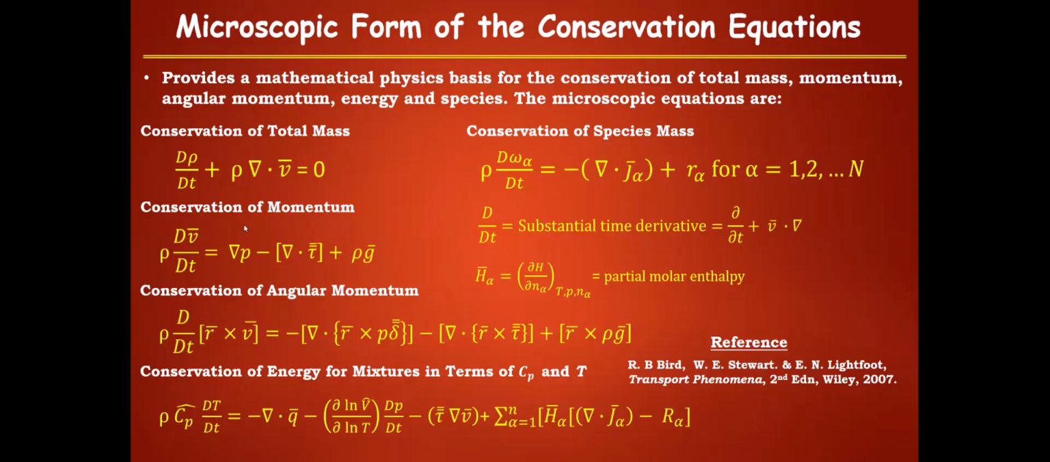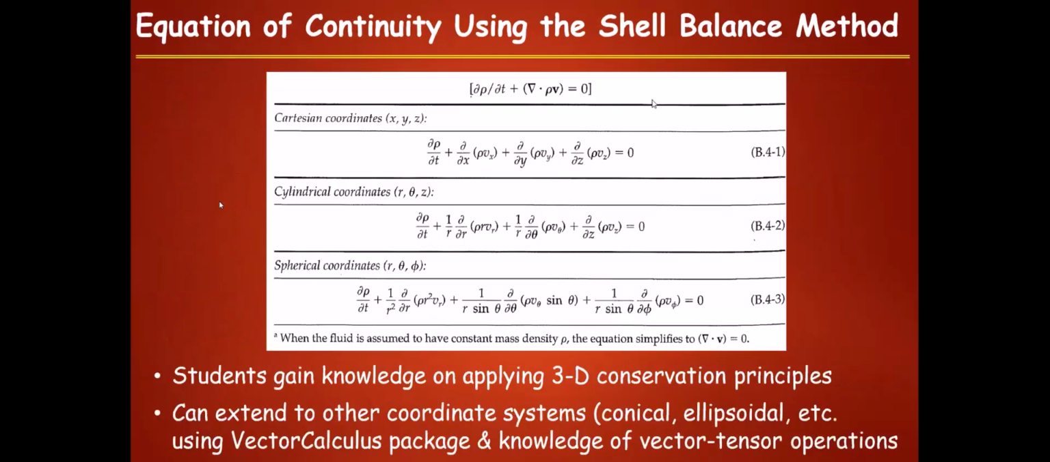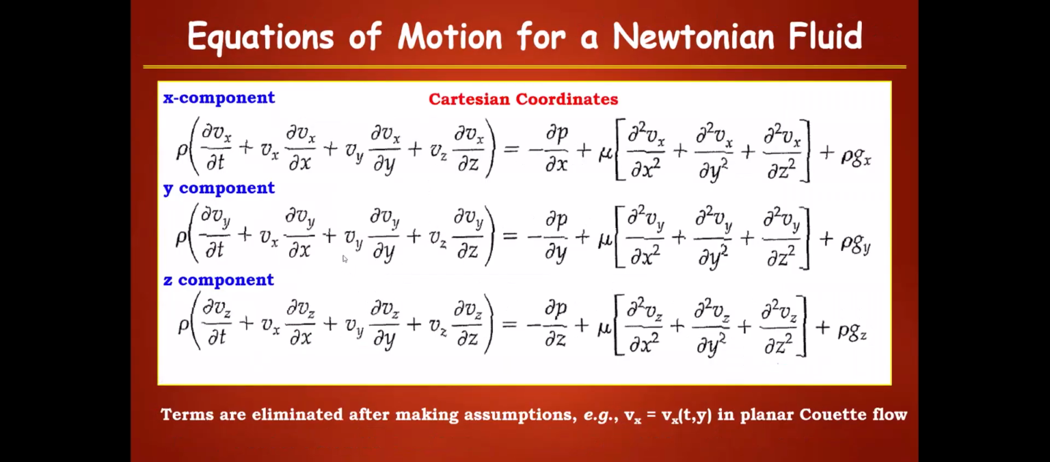Now, what I'm not showing here is also the macroscopic equations, which are obtained via integration of these, which we also study in that class. All right, so when we do that, we end up with the equation of continuity in the different coordinate systems. But in Maple, we actually can derive those using a shell balance approach, and we could extend that to other coordinate systems because many problems can be posed in a coordinate system other than the ones that we see here. So the vector calculus package is very useful for that.